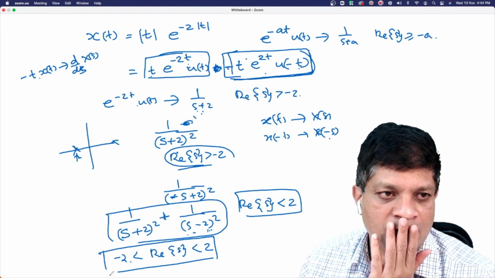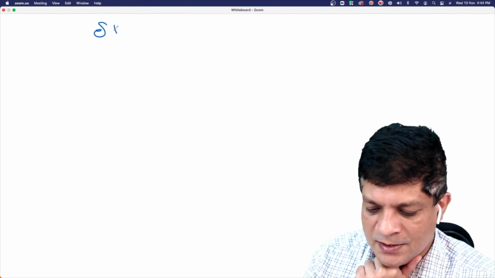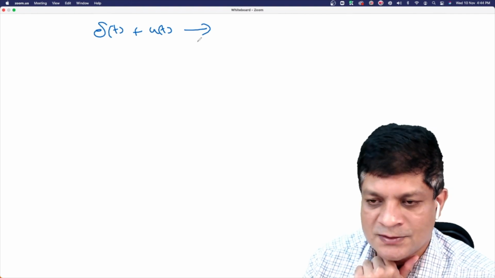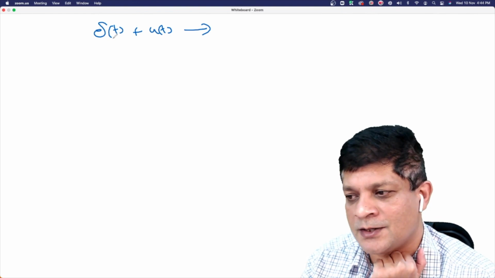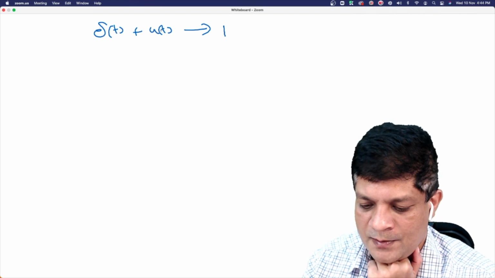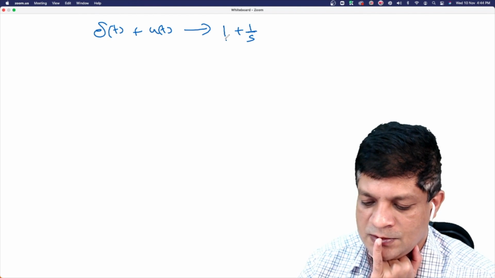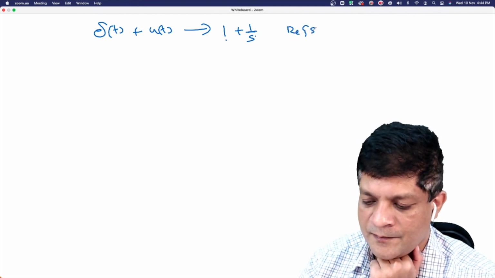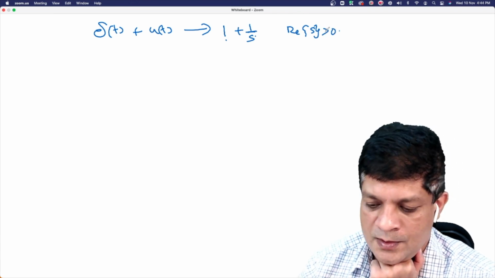Okay, just one more question from that. What about this, delta t plus u t? This is a standard result given in the formula sheet. What is the Laplace transform of delta t? 1. And u t is 1 by s, isn't it? And what is the ROC? For delta t it is the entire s plane. This is real part of s greater than 0. Okay, that is the ROC.